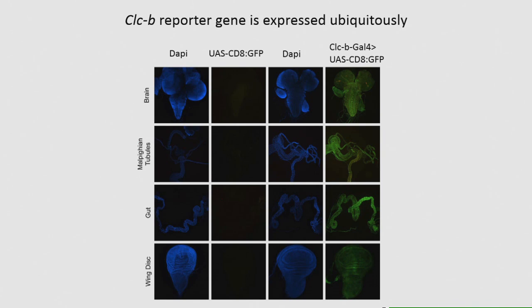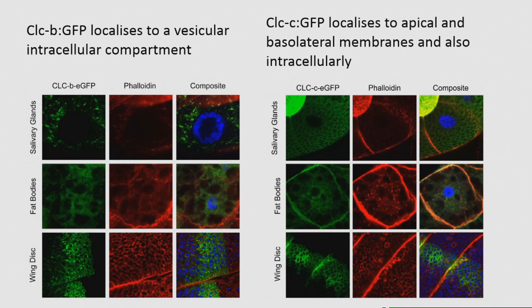and clique C is also expressed very widely in the fly. Looking at the localization of the 2 proteins, over on the left we have, in the top row, salivary gland cells expressing a clique B GFP fusion protein, and you can see the punctate intracellular pattern. Compare that to clique C, which is a very strong apical or luminal membrane staining here. There's also some on the basolateral membranes, and there's also some intracellular signal.